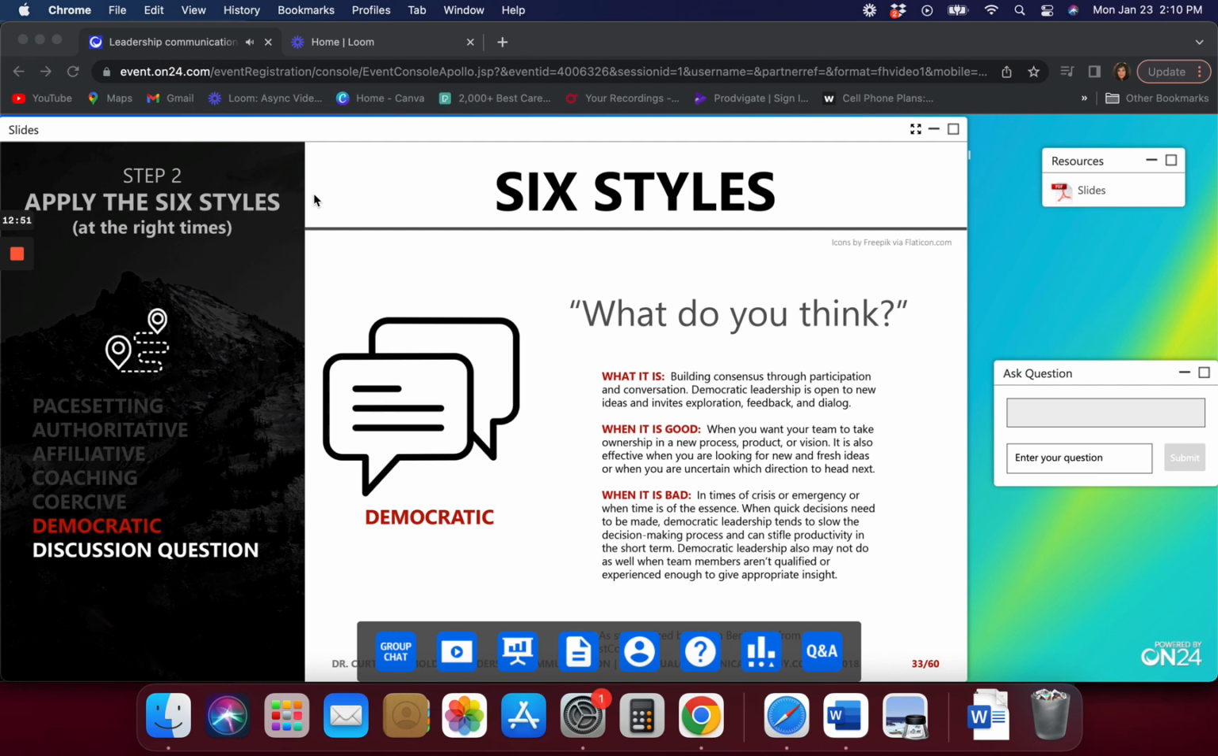So it's great for creativity, bad for productivity. So again, toggling between democratic and pace setting, where sometimes you need to be productive and sometimes you need to be creative. You want to make sure that both are happening at different times, in the right time.